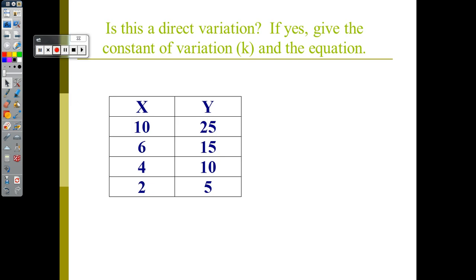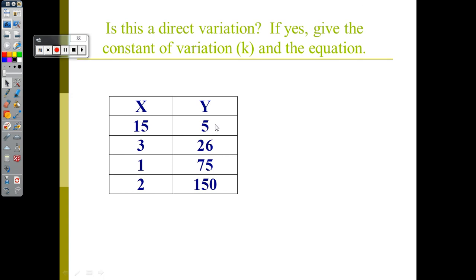Try this one. Well, think about it as y over x. So 25 over 15 reduces to 5 over 2. 15 over 6 reduces to 5 over 2. 10 over 4 and 5 over 2, they all reduce to 5 over 2. So the constant of variation is 5 over 2. You could also do it the same way we did it before and say 25 to 15 is down 10. This is down 4. So 10 over 4 is 5/2.